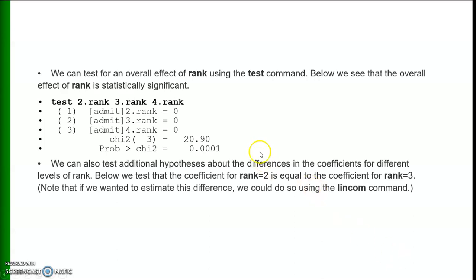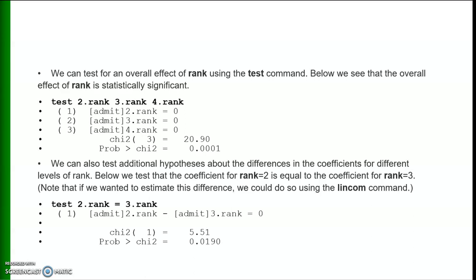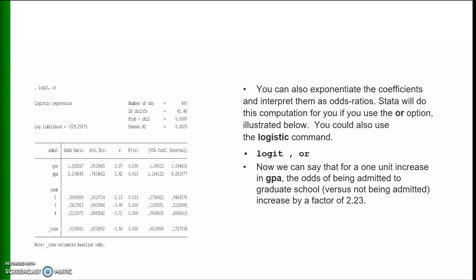Now this test shows that there is no difference in the coefficients of different ranks, but this p-value says that we reject this null hypothesis, and there is difference in the coefficients of the ranks of various institutes. Similarly, this is another test that there is no difference between the coefficient of second and third rank institution, and its p-value is 0.01, which is less than 0.05, so we reject this null hypothesis.